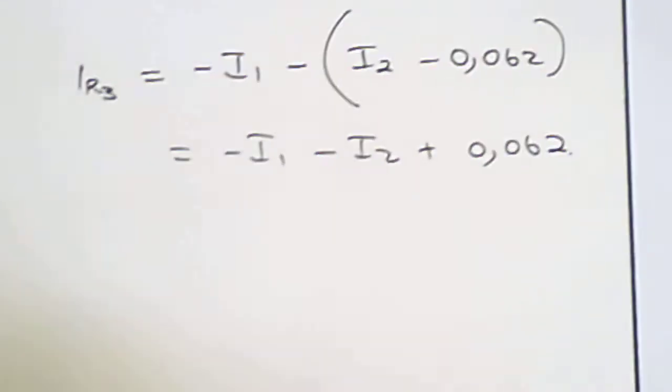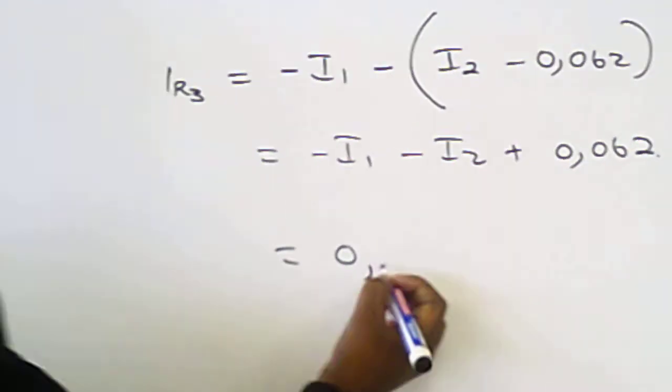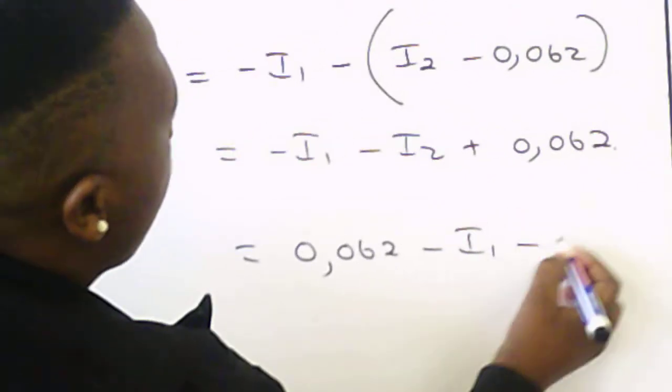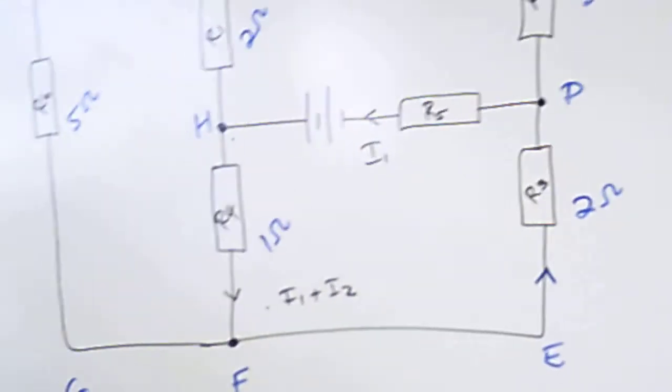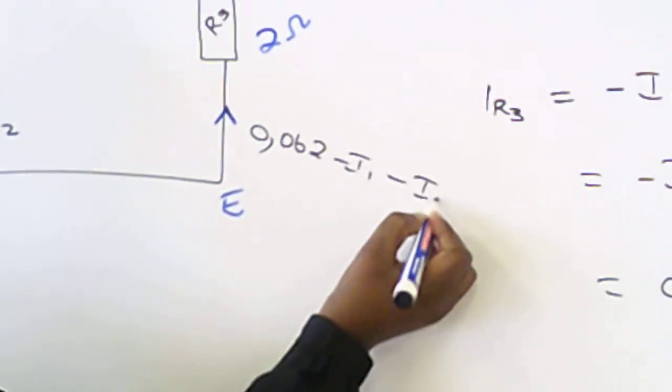0,062. Now let's put it in the correct way. It can be 0,062 minus I1 minus I2, because this was flowing towards. That is how we find our equation. Then we write 0,062 minus I1 minus I2. Now I have found my equations.